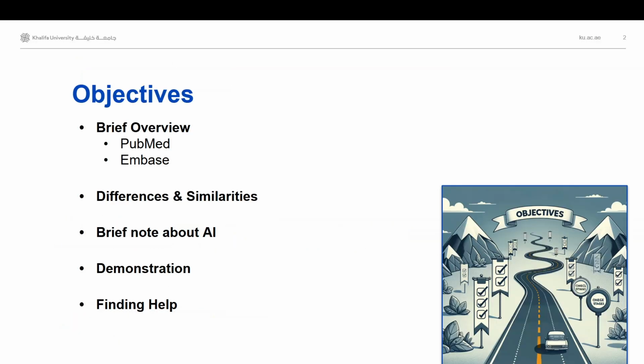So for today's objectives, I will start with a brief overview of the two databases. I will discuss how they're different and how they're similar. I'll discuss a brief note about AI in these databases. And then I'll do a demonstration, just give you a little bit of an example of how these work. And then finally, I'll conclude with how to find help with using these resources or other medical library tools.